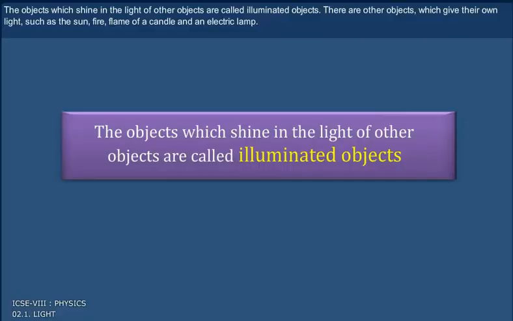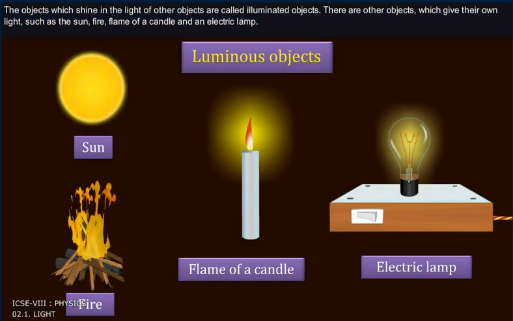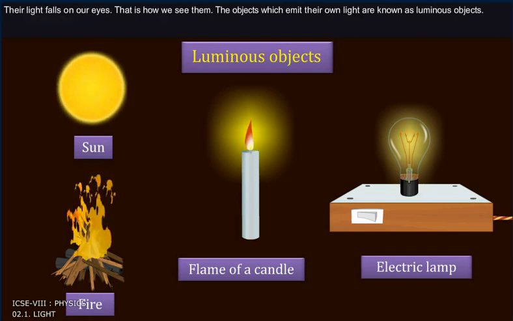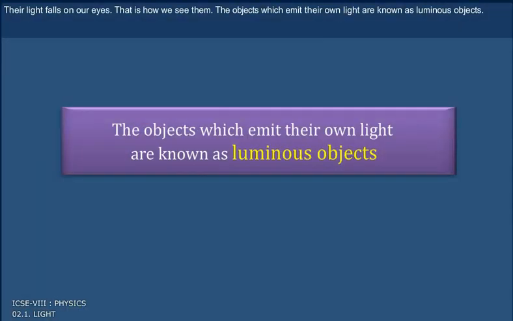The objects which shine in the light of other objects are called illuminated objects. There are other objects which give their own light, such as the Sun, fire, flame of a candle, and an electric lamp. Their light falls on our eyes. That is how we see them. The objects which emit their own light are known as luminous objects.